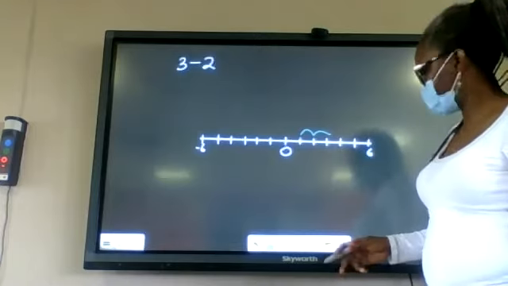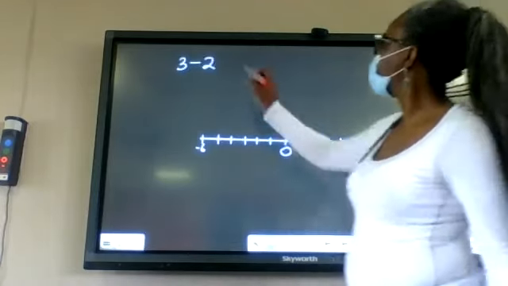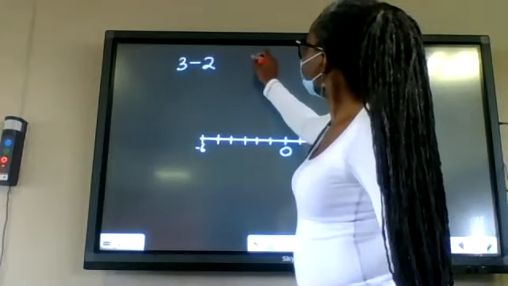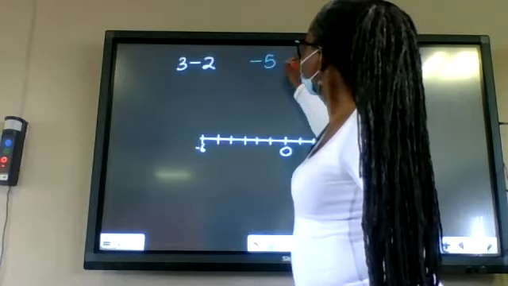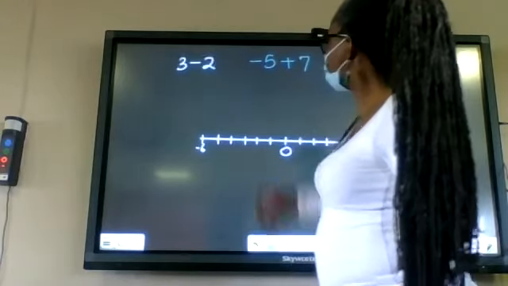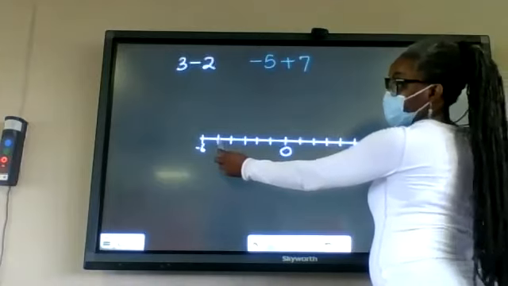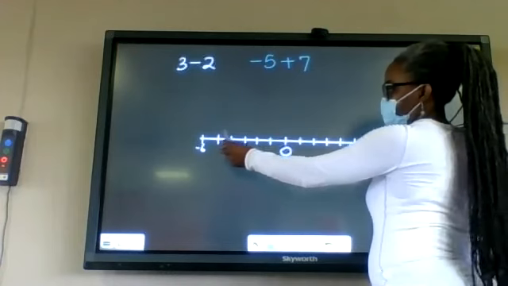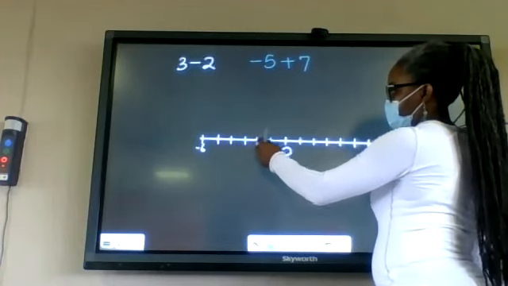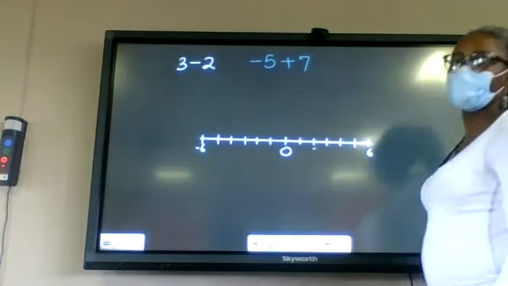We don't do that anymore. When I say -5 plus 7, it means stand at -5, face which direction? Positive, and move how many? 1, 2, 3, 4, 5, 6, 7. So that my answer is 2.